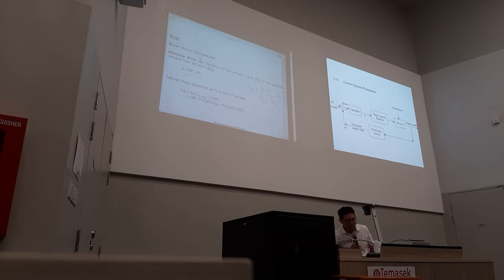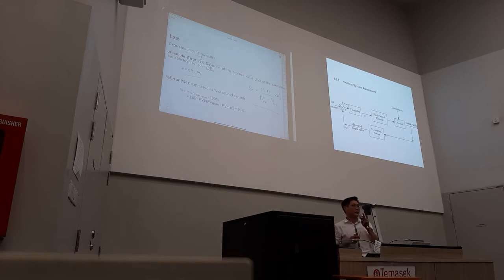Percentage of error means what? If you look at this flow diagram itself, after I measure something, I compare to the set point. The controller will receive this percentage of error. If I receive a higher percentage of error, it means I have to take more action to correct it, right? And how to correct it depends on the output here. Okay, normally the output from the controller, we have two types.